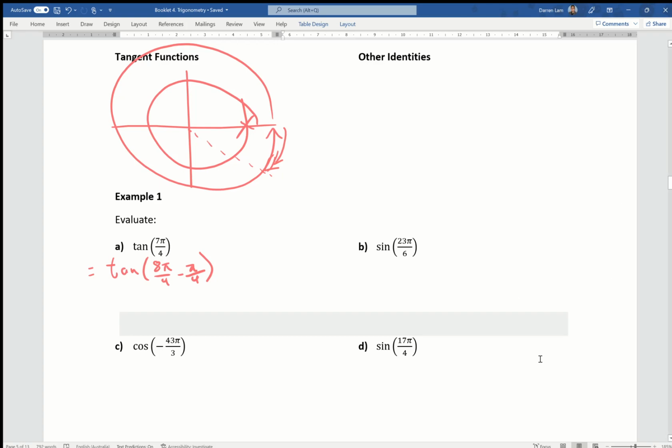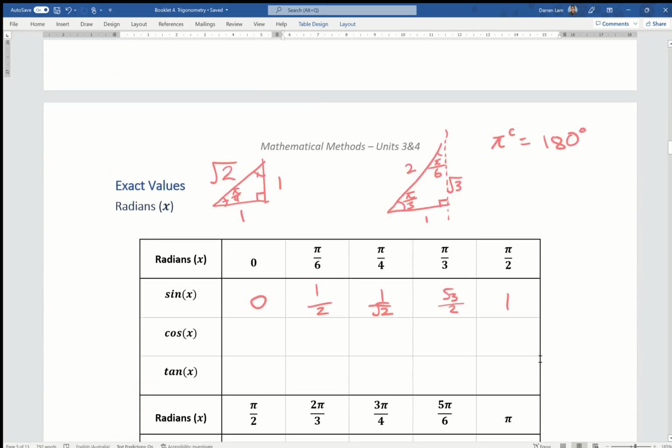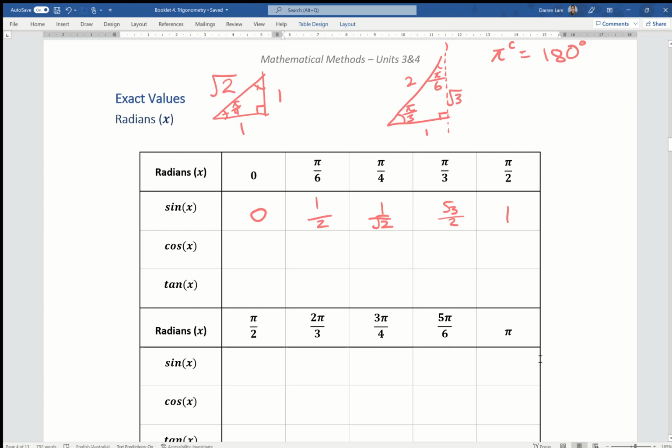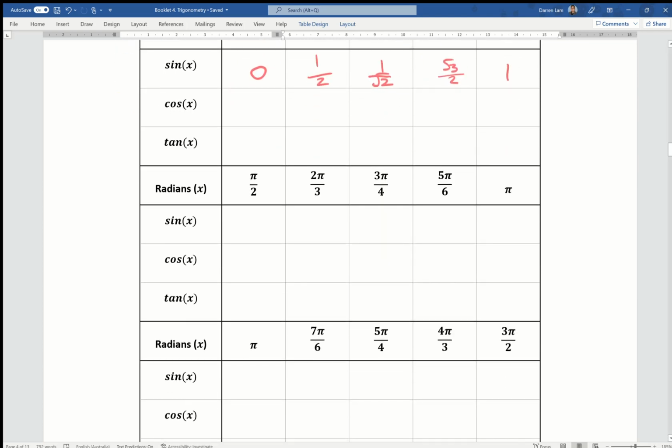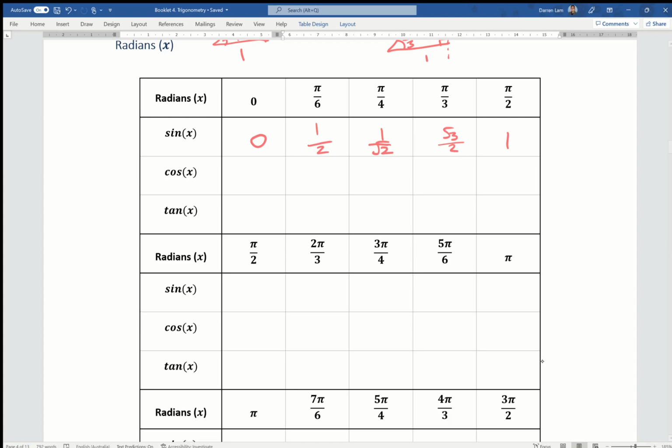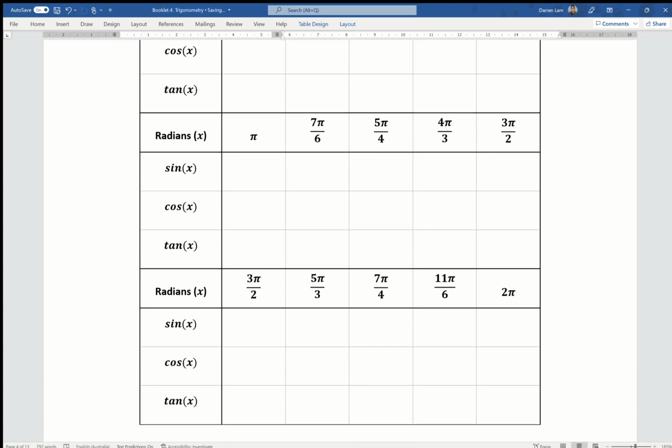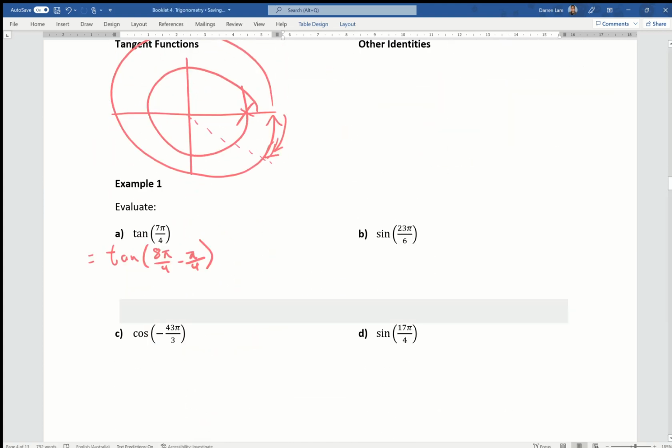So let's go back up here. Let's figure out what tan of pi on 4 is. Tan is opposite over adjacent, isn't it? So opposite over adjacent gives me 1 on 1, or rather just 1. So let's go back down. We've got tan of, I should write tan of negative pi on 4, apologies. And because I know that tan of pi on 4 is just 1, I'm going to write 1.